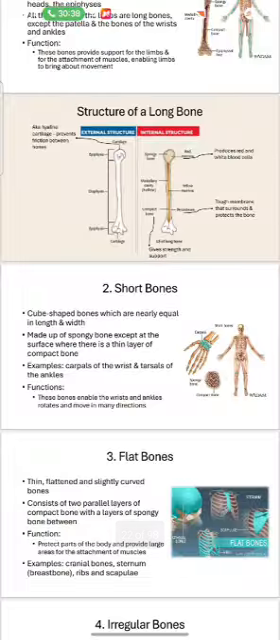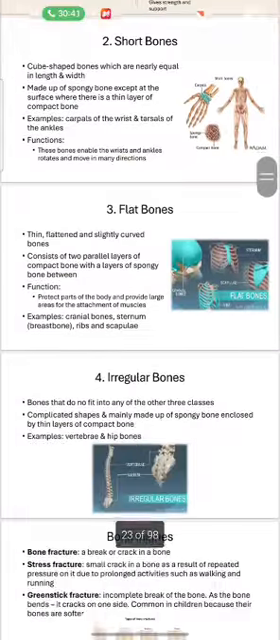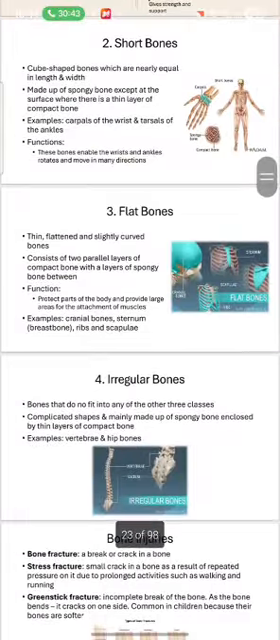Anyways, short bones. Cube shaped bones which are nearly equal in length and width. They are made up of spongy bone except at the surface where there's a thin layer of compact bone. Examples include carpals of the wrist and tarsals of the ankles. The functions: these bones enable the wrists and ankles to rotate and move in many directions.